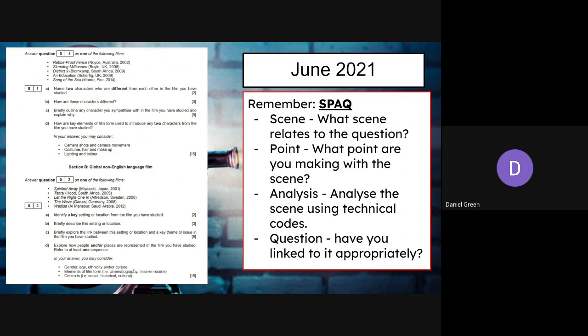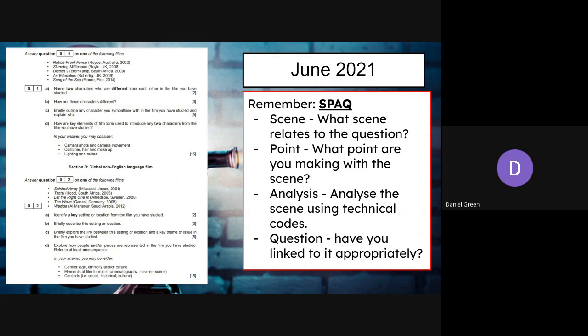Gender, age, ethnicity, culture. This is exactly the same as the question from last year's, the year before's paper, where you could talk about gender, Japanese specific roles because of contexts, elements of film form like cinematography. How are people or places represented in that film? Okay, so you can explore Chihiro and how she's a representation of this. Once again, this is the specialist area for this film, which is representation.